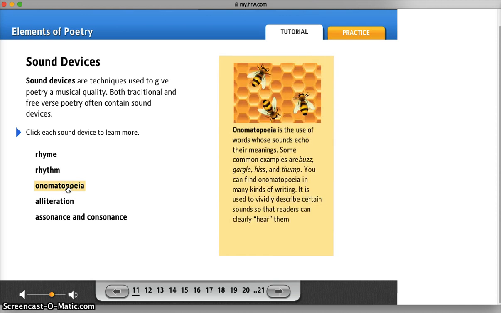So onomatopoeia is the use of words whose sound echo their meanings. You've probably seen this a lot in graphic novels and comic books. Common examples are the words buzz, gargle, hiss, thump. You can find onomatopoeia in many kinds of writing, like the graphic novels and comics I just mentioned. It's used to vividly describe certain sounds so that a reader can hear the words off the page.